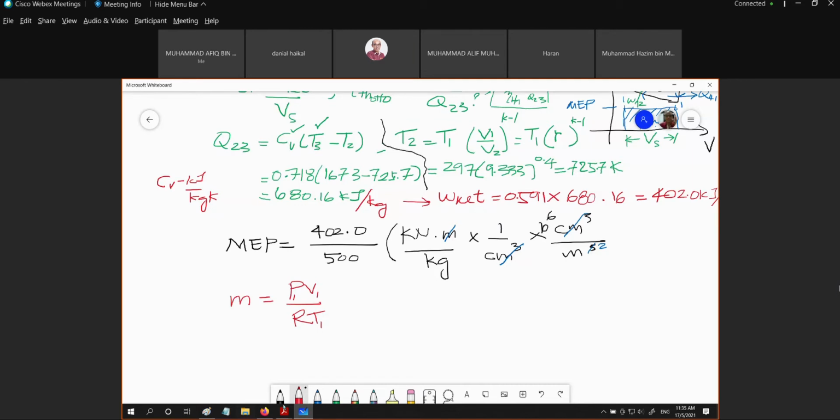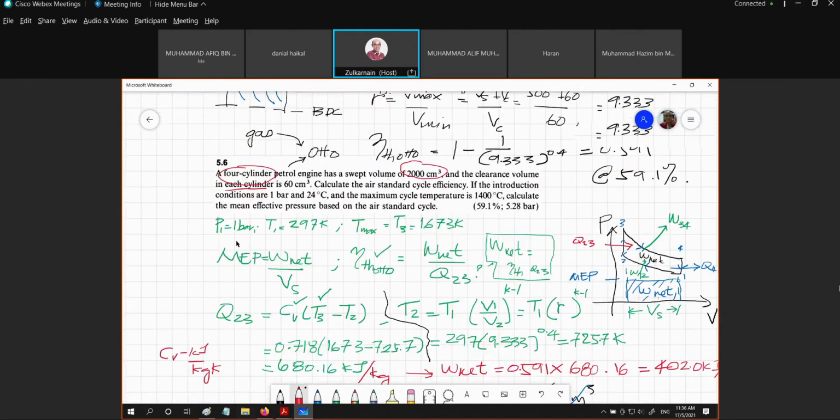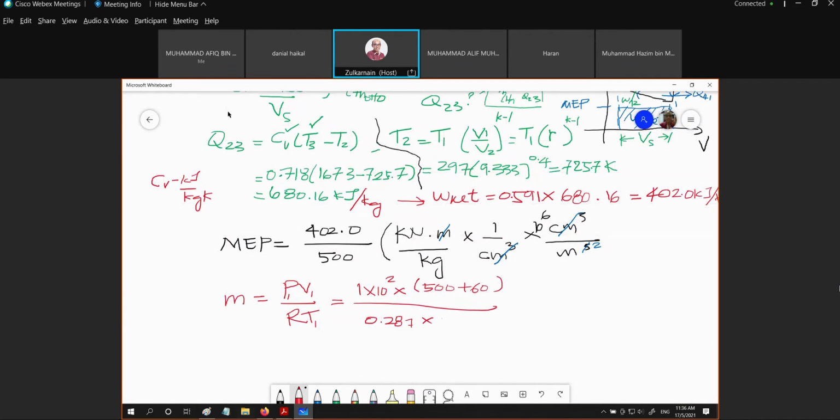What is V1? P1 is 1 bar, convert to kilopascal. V1 is equal to Vs plus Vc, which is 500 plus 60. R for air is 0.287. T1 is 297. We need to convert the centimeter cubed to meter cubed, so multiply by 10 to the power of minus 6 meter cubed per centimeter cubed. Then we have the M value.